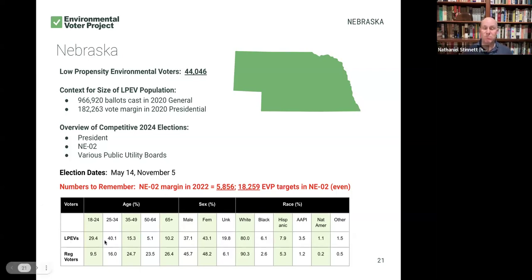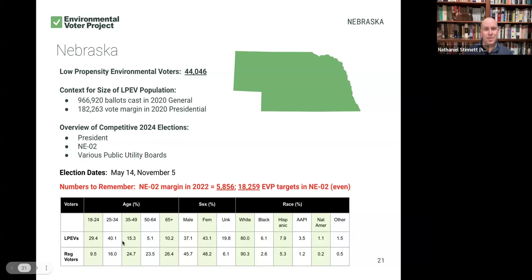The first thing you'll notice, they're disproportionately young. That probably comes as no surprise to you. But you'll see almost 70% of these low propensity environmental voters in Nebraska are under the age of 35. And you'll see, if you look at all registered voters in Nebraska, only 25.5% of them are under the age of 35. So this is a big, big difference. About a quarter of registered voters are under 35 in Nebraska, but almost three-quarters of the low propensity environmental voters in Nebraska are that age.